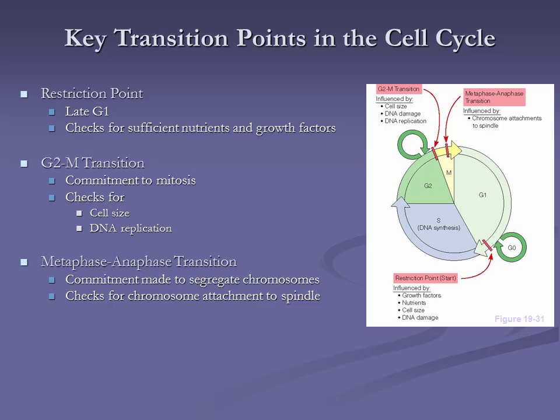Because if we have not attached 46 spindles on one side and 46 spindles on the other side, when we go to separate those sister chromatids, if one doesn't separate, then we've got a problem, because we're going to have two copies of a certain chromosome moving to one cell and no copies moving to another. That's called non-disjunction. So this M to A transition is checking for non-disjunction of our sister chromatids.